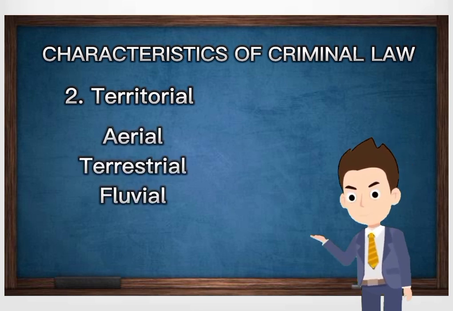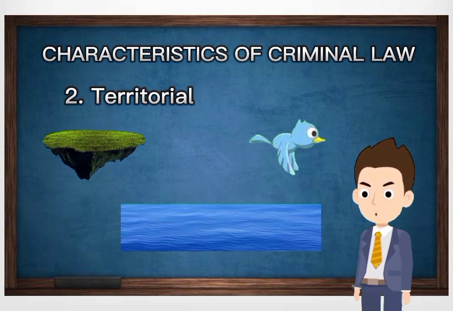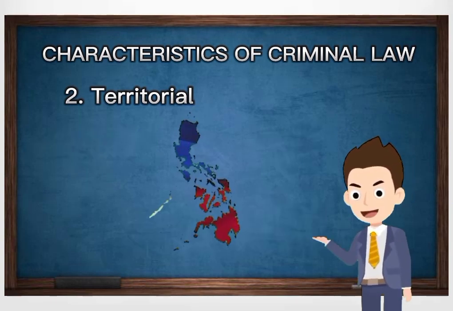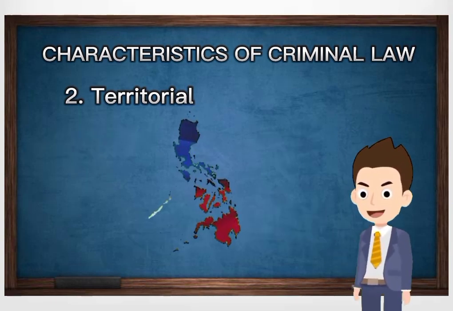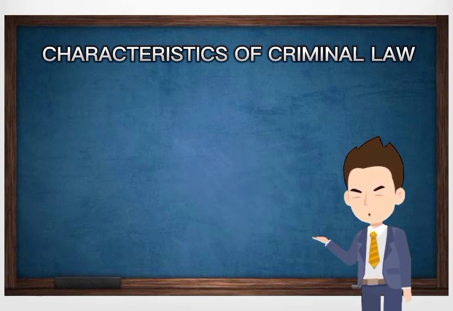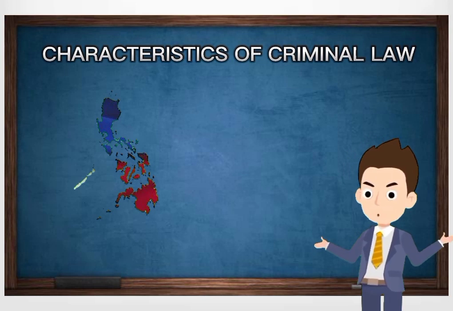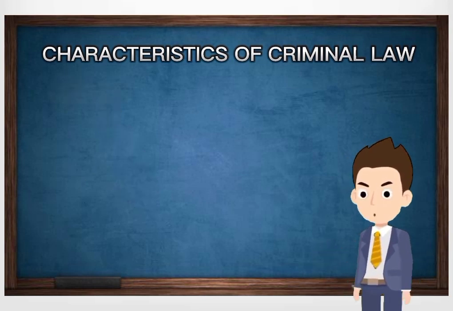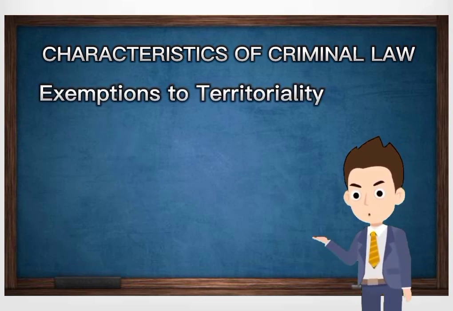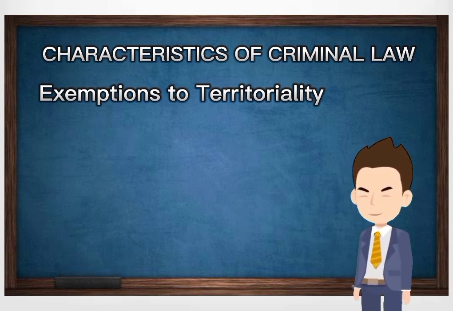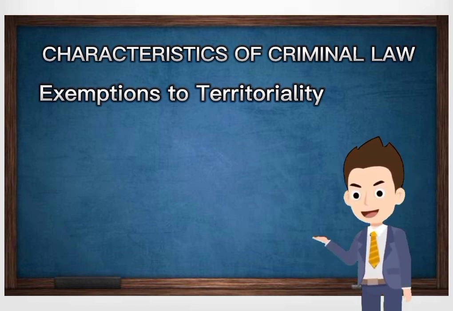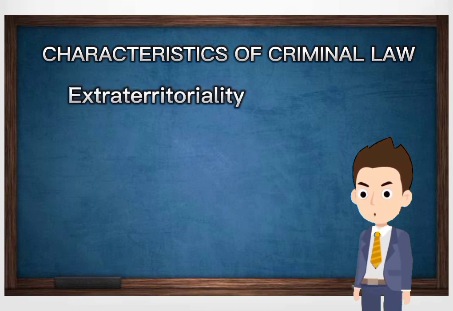The second characteristic of criminal law is territoriality. The general rule states that penal laws of the Philippines have force and effect only within its territory. This characteristic simply refers to place. If you commit a crime in the Philippines, you are subject to Philippine laws and triable in the Philippines. However, there are also exemptions to this, where you can be prosecuted in the Philippines even though you committed the crime abroad. It is called extraterritoriality.